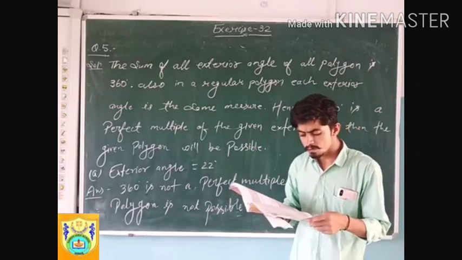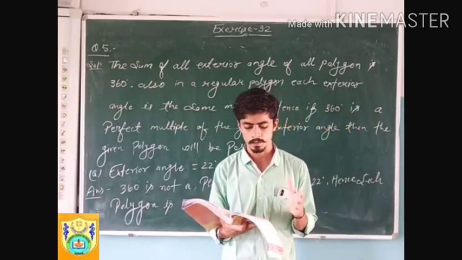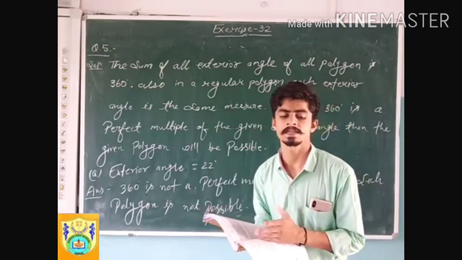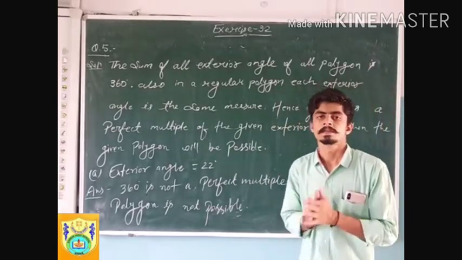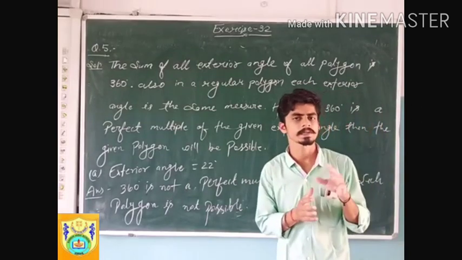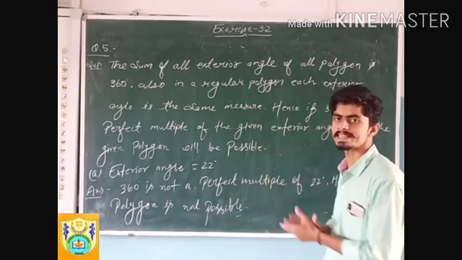Question. In this question it is given: is it possible to have a regular polygon with the measure of each exterior angle equal to 22 degrees? So we have to tell in this question whether the polygon is possible or not if we have a 22 degree exterior angle. So let's read the theory.